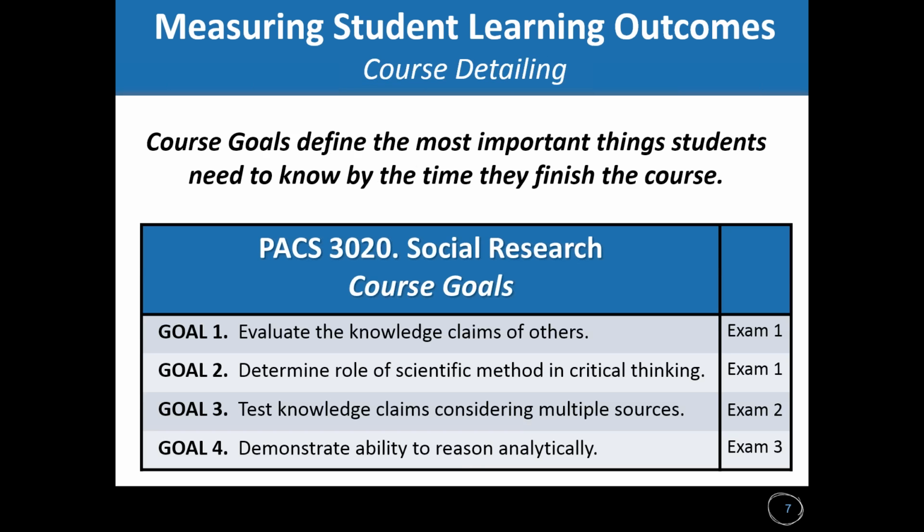And here they are. We've got 4 of them. The first one is to evaluate the knowledge claims of others. How do they know that what somebody is telling them is true? Goal number 2, to determine the role of scientific method in critical thinking. Goal number 3 is test our knowledge claims considering multiple sources and different methodologies. And finally, the last course goal for social research class is to demonstrate the ability to reason analytically.